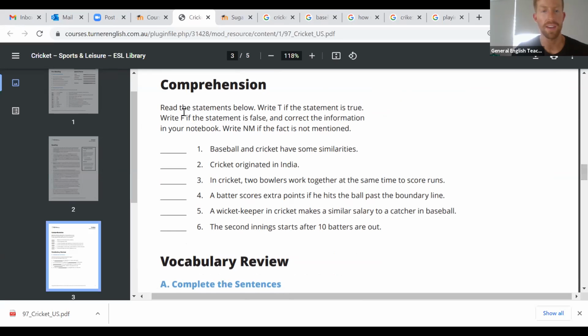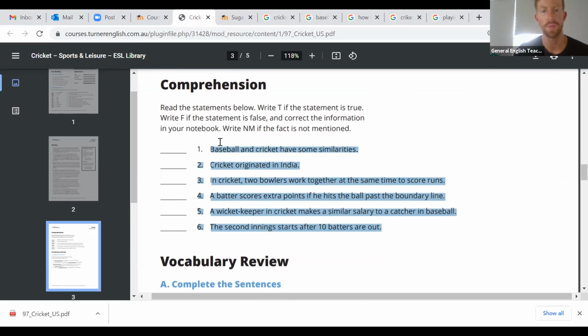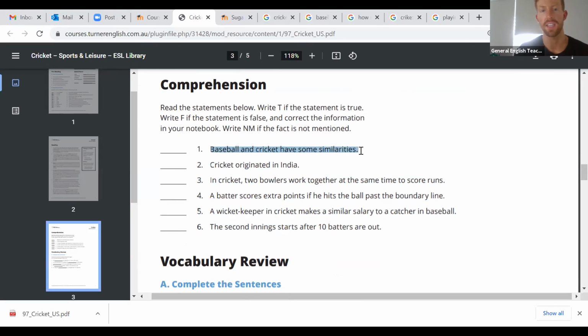So, guys, what we have to do here is true and false. Let's do number one as an example. Tien, can you read number one? Basketball and cricket have some similarities. Similarities. So there are some things which are the same between baseball and cricket. True or false? True. Yeah, because some things are true. Awesome. Guys, can you do 2 to 6?